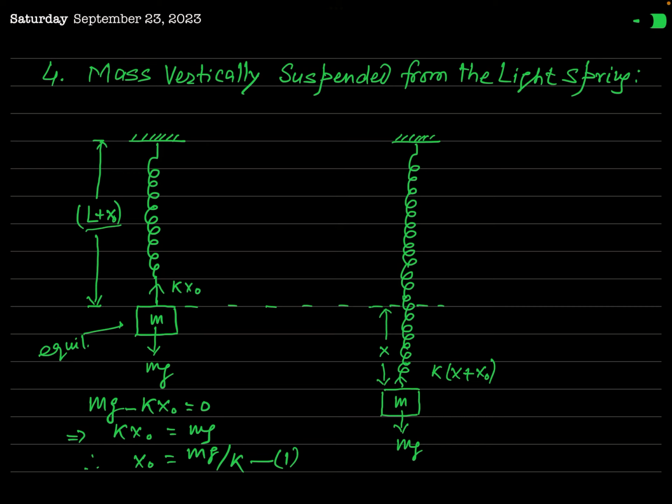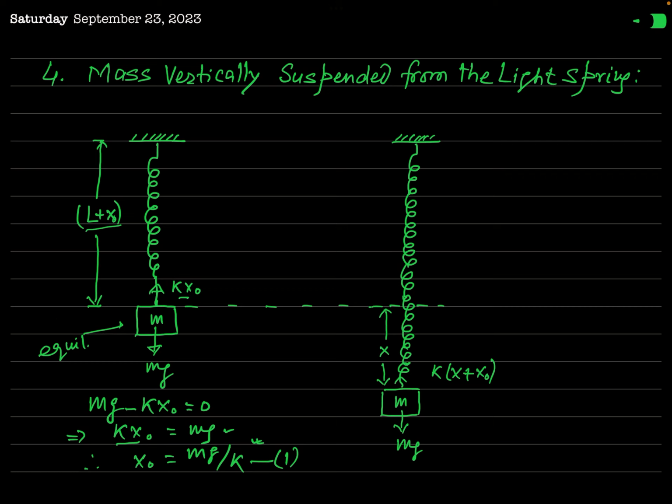So you can say that this x naught is the elongation of the spring in the equilibrium state. As the block is in equilibrium, the net force on it will be 0. What are the forces acting on the block in this condition? One force is the force of gravity acting in the downward direction. And since the spring is stretched by x naught, the spring force developed will be kx naught. So mg minus kx naught is equal to 0, or kx naught is equal to mg, and x naught is mg by k. This is the equilibrium elongation of the spring.